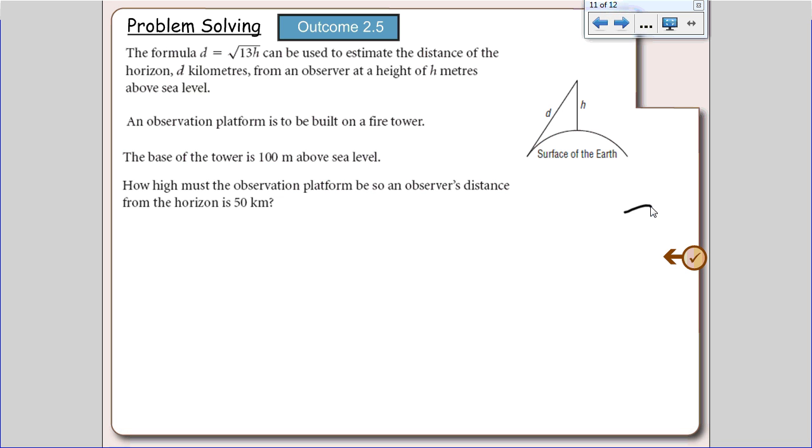An observation platform is to be built on a fire tower. The base of the tower is 100 meters above sea level. How high must the observation platform be so an observer's distance from the horizon is 50 kilometers? Good, because I don't either.